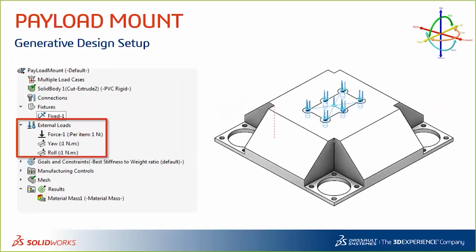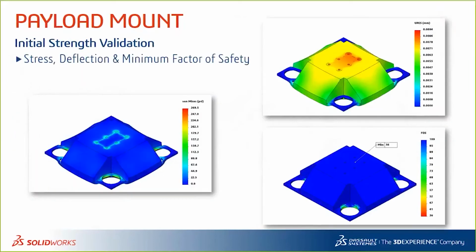So once we have that in place, we can run our initial strength validation to see the distribution of stresses, as well as our factor of safety and displacement. Obviously, because of how thick this component is, our factor of safety is very high. It's 36, but this is a good thing. We are giving the software as much material as possible to work with as it removes and redistributes the material for the newly generated design using topology study.